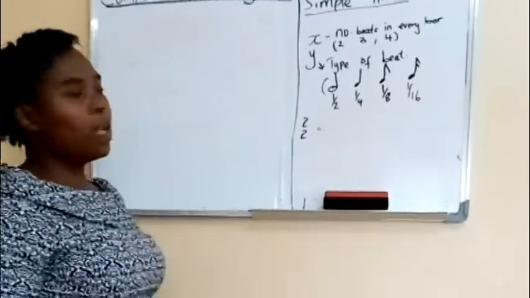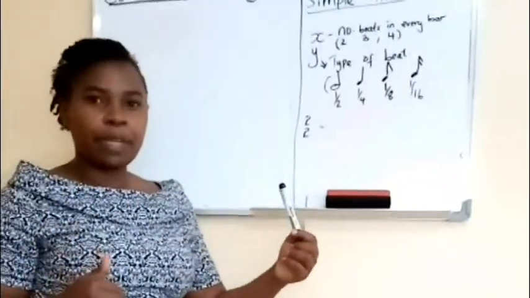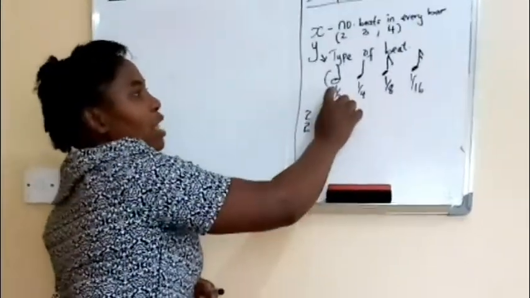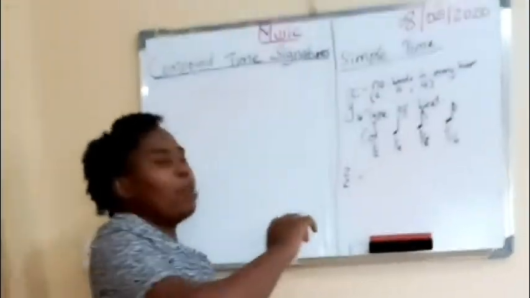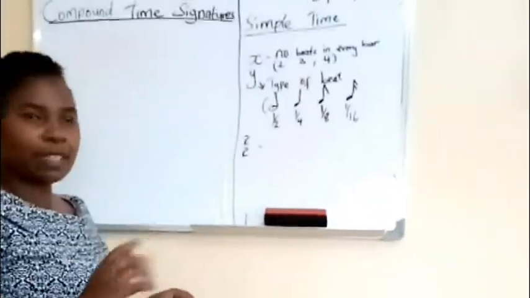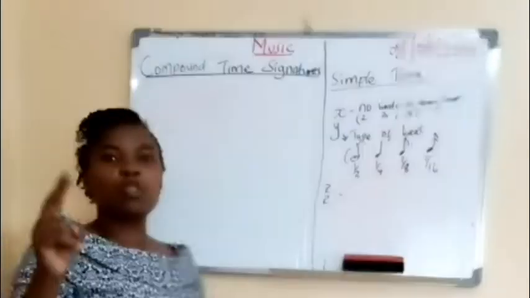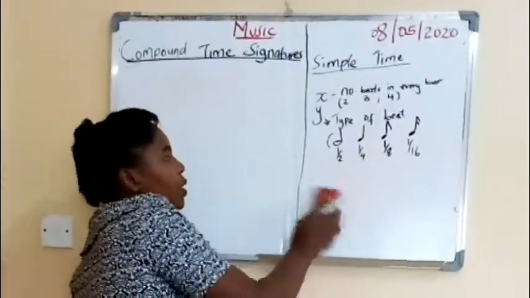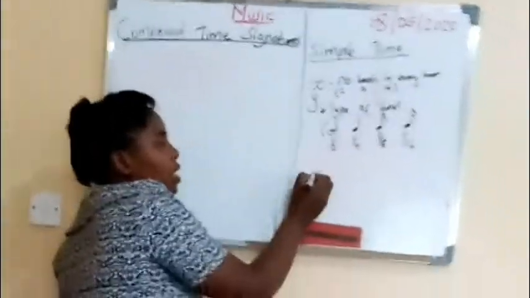Now, I want us to come to compound. Remember, in simple time, the main beat is plain. There is no dot. And the main beat can divide itself into 2 equals. For example, this is a minim. If I divide it into 2, I'll get 2 crotchets. So it is just simple.